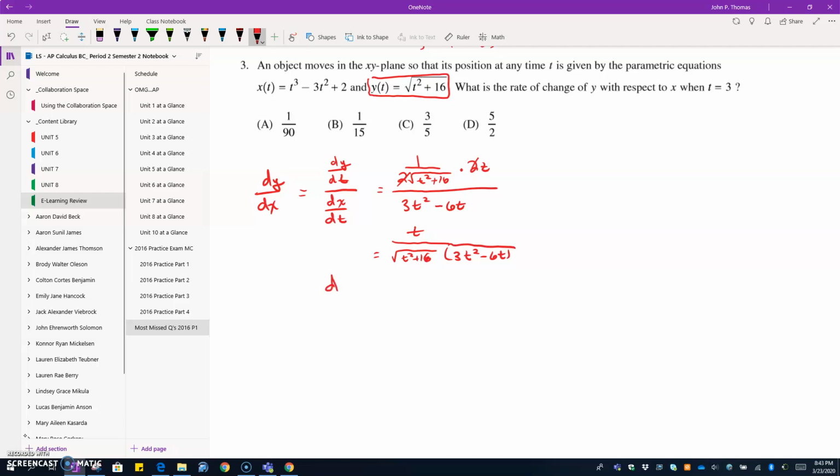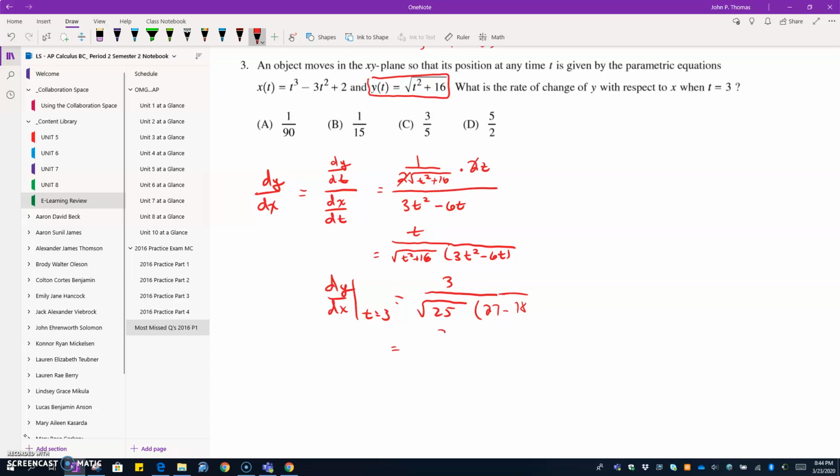This specifically asked me for dy/dx when t equals 3, so we're going to plug a 3 into this expression. So I get a 3 on the top. In the bottom, I get a square root of 9 plus 16, which is 25, times 3 squared is 9, times 3 is 27, minus 3 times 6 gives me an 18.